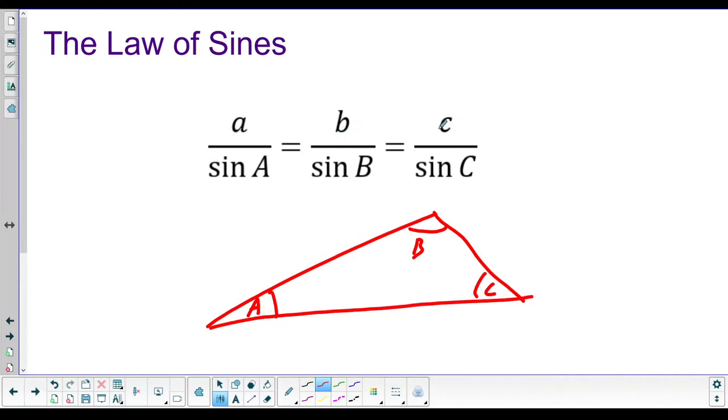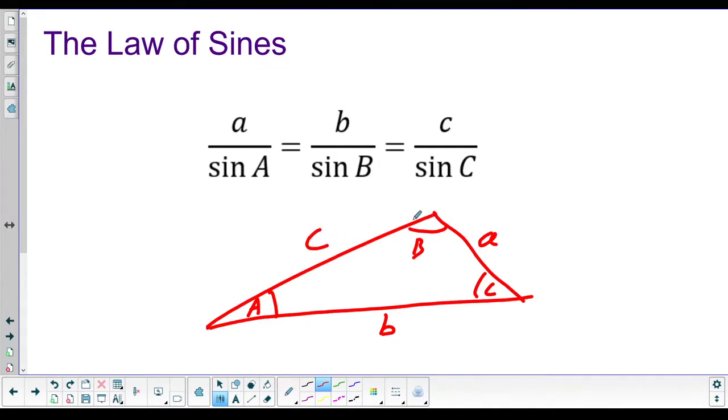Lowercase a, b, and c are the sides that are directly across from the matching angle. So side A is directly across from angle A. So if I start at angle A here and I go straight out the middle of that thing, side A is the side that I run into. Likewise, go straight out of the middle of B. The side that you run into is B and C.